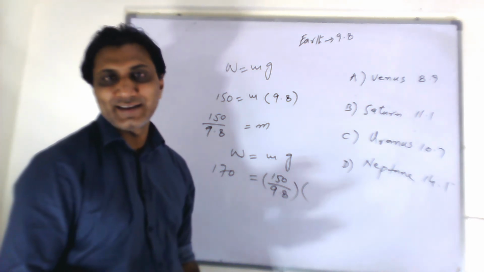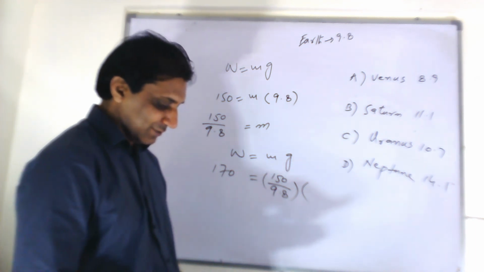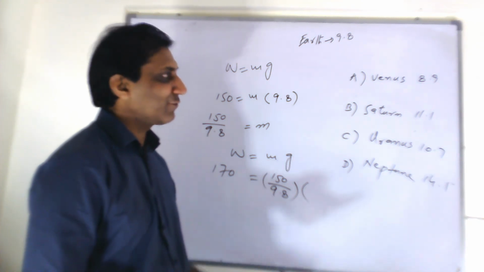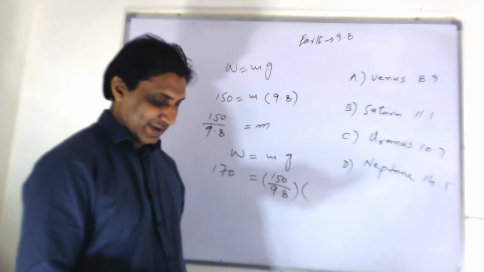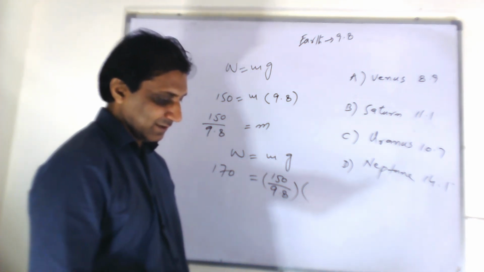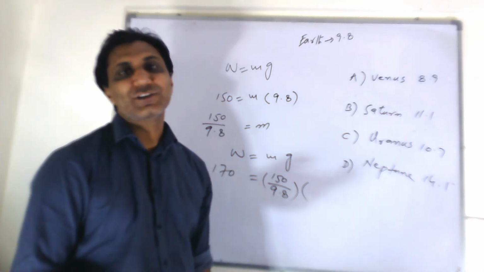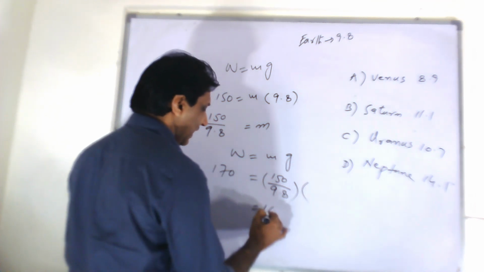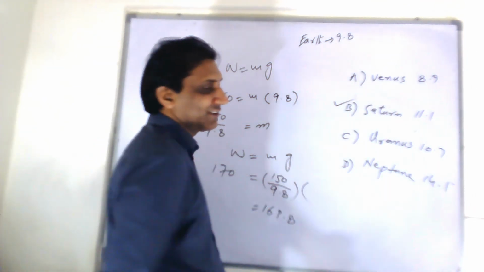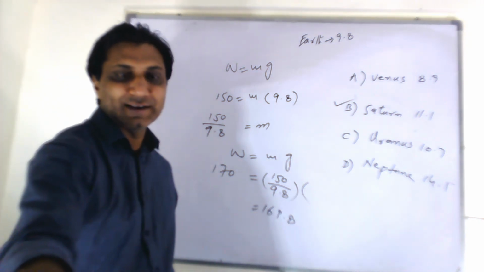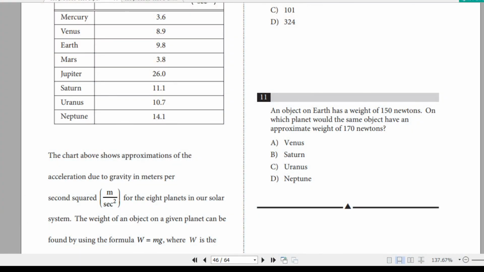That is 15.306. Okay. So times 8.9. It's 136. So it's not 170. So leave it. And instead of 8.9, I'm writing 11.1. That's 169.8. Approximately 170. So on Saturn, the weight would be 170. Alright. So your answer to this question will be B, Saturn. You don't need to check the other two.